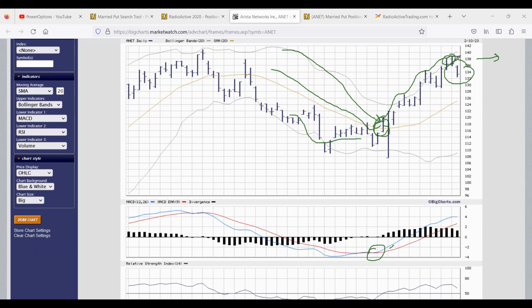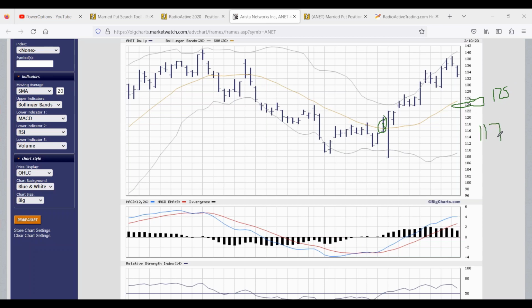Not going to say I missed my window, Chih, but when I move down to the 125 put here, we're at the 125 strike. I selected the put strike when the stock was around, it was probably about 118, 117.50. Why I chose the 125 strike is because that was the put I would have used at the time on the 23rd of January.